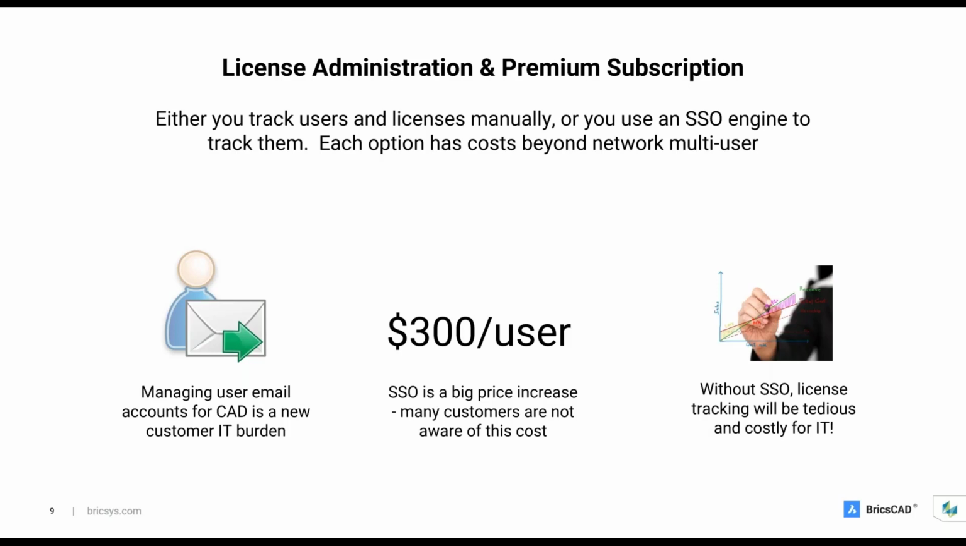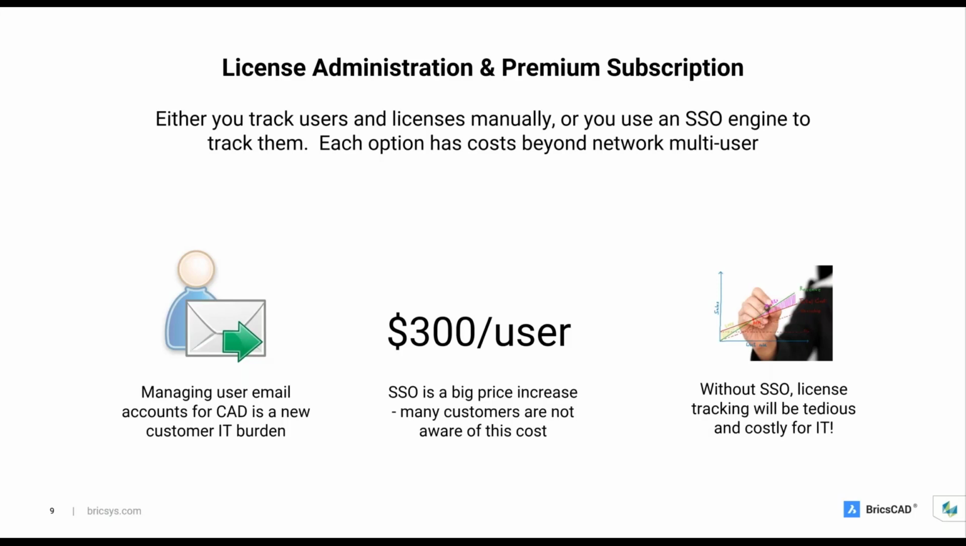But the catch is that's going to cost $300 per user per year. Okay, that's a fairly large price bump. Yes. So the automated solution is to leverage single sign-on, but there's a new expense that you have to factor in, right? Either the expense comes from the premium subscription or the expense comes from manually managing this process, which will require man hours. That's a new expense because we've not had to do that with network licenses in the past.